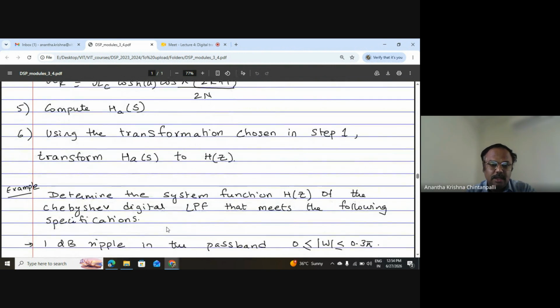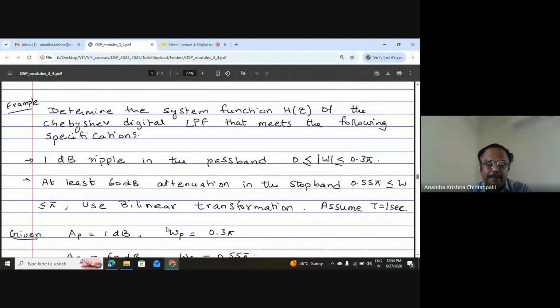So what I will do here is talk about one more example, and then I think that will give us an idea of how to design an analog filter for a Butterworth and a Chebyshev filter, and then a digital filter for Butterworth and a Chebyshev filter, for low pass filter specifications. We are just talking about the low pass filter here. Okay, so let me go through this example. Determine the system function H of z for the Chebyshev digital low pass filter that meets the following specification: 1 dB ripple in the pass band region.